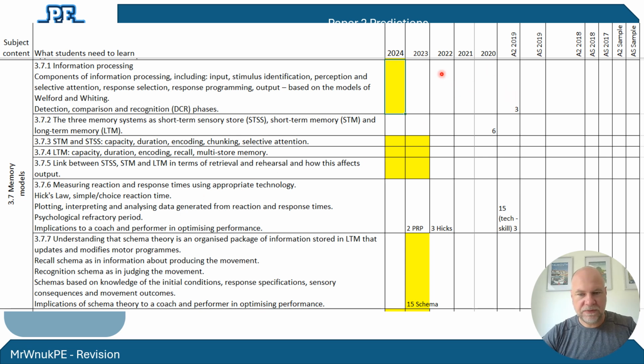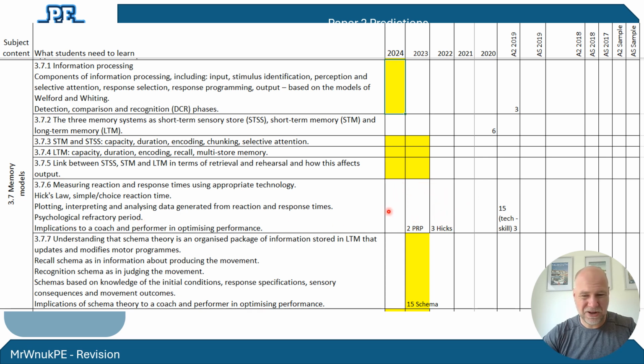Okay, so information processing and memory models. Now, last year the 15 marker was on schema theory, and obviously that's linked to the long-term memory, and we get a regular question on reaction time coming up every year. So it sort of comes up, and if you break down the specification, you can see Hicks's law, psychological refractory period, and we've had Hicks's law, and then the psychological refractory period.